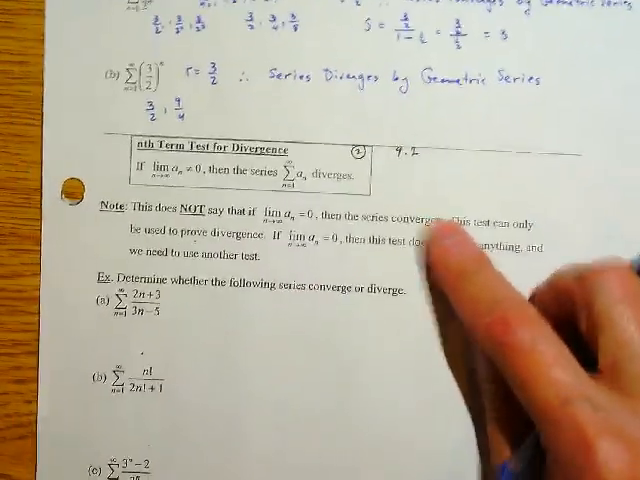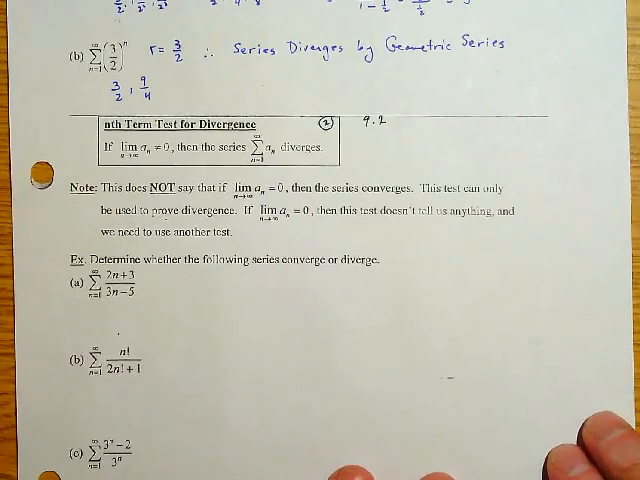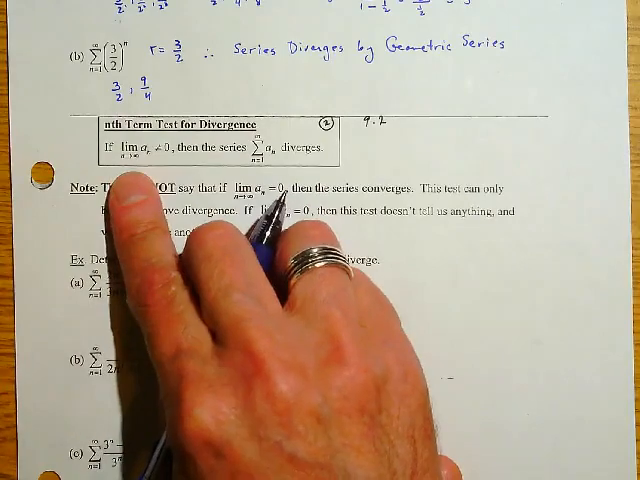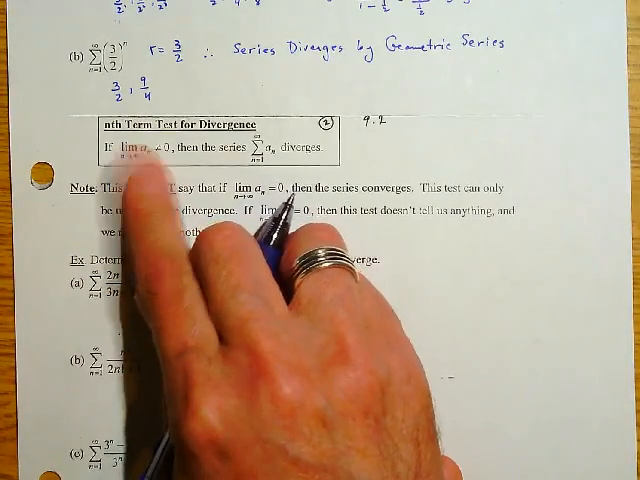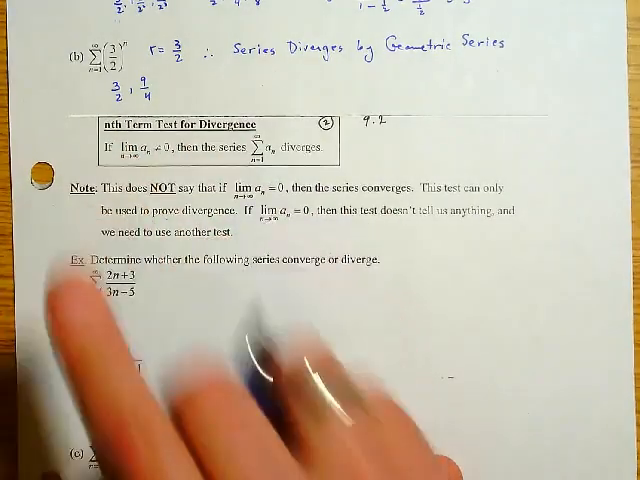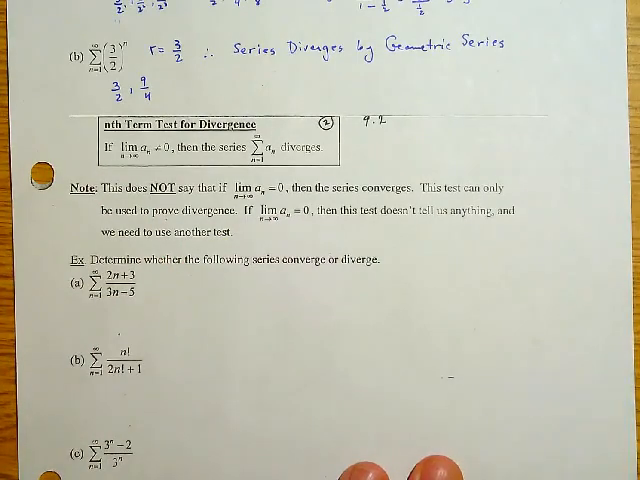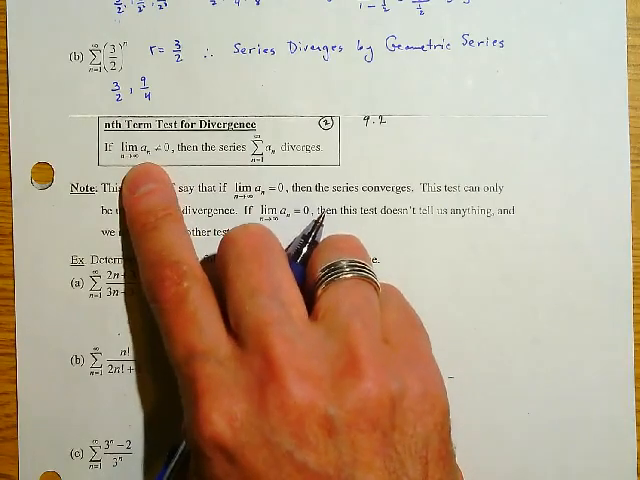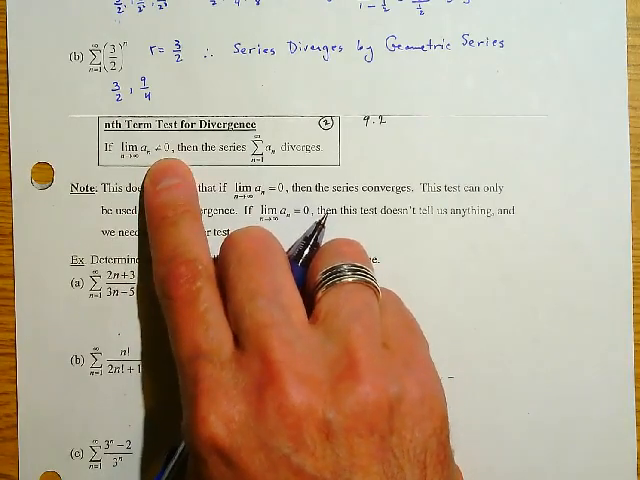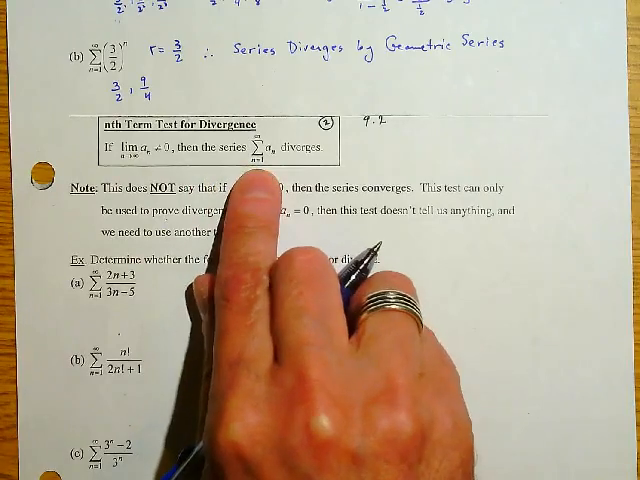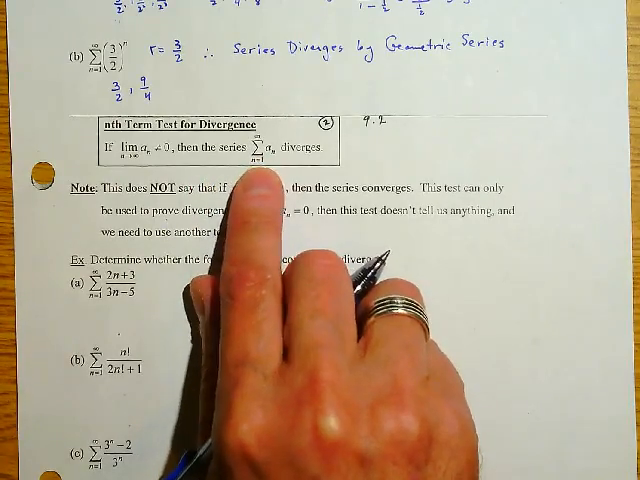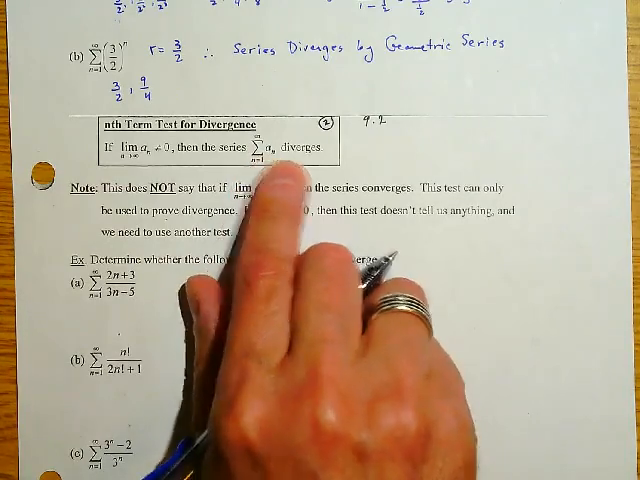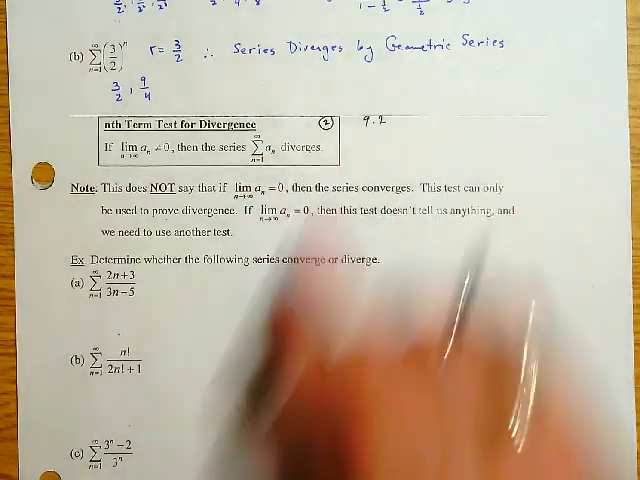The nth term test. This is a big one. It says this: if the limit as n approaches infinity of a sub n, remember a sub n is your nth term, right? The third term, the fourth term, the fifth term, the nth term as n goes to infinity, so that last term. If the limit as n approaches infinity of that term is not equal to 0, then the series, the sigma from n equals 1 to infinity of a sub n, the sum of those terms, is going to diverge.